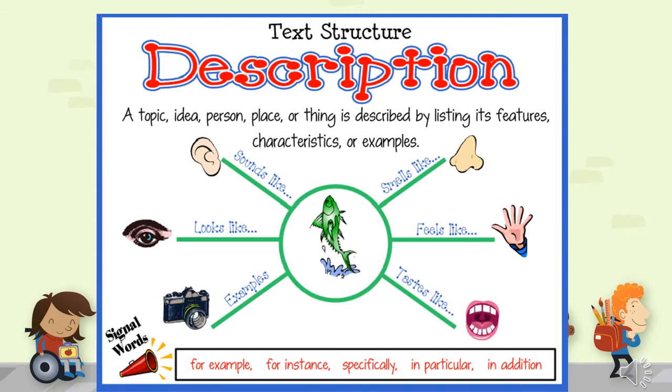Description is one of the 5 text structures that we will be discussing in the lesson. Description is a topic, idea, person, place, or thing that is described by listing its features, characteristics, or examples. If you look at the picture on this screen, we see a picture of a fish. If you were to describe the fish, you will say what it smells like, feels like, tastes like, sounds like, looks like, and maybe even give some examples of fish.